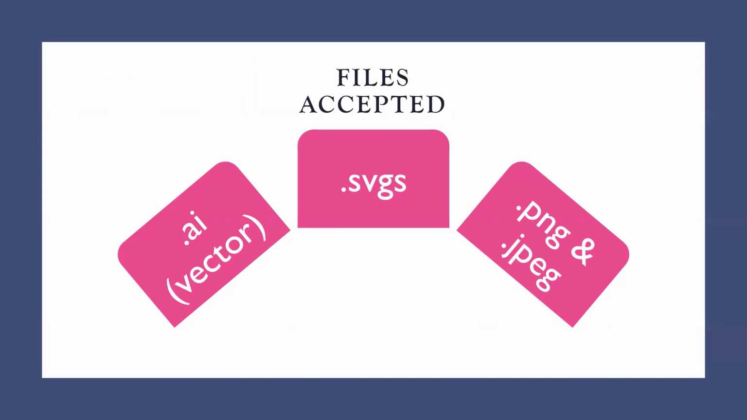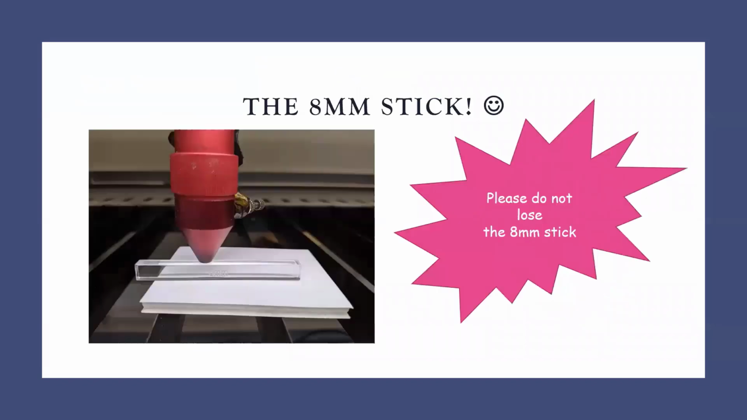All right, so moving on, you must become familiar with the 8mm stick. The 8mm stick is what you'll basically use in the setup process for the laser cutter, and you will eventually learn the setup process in a later video. Pretty much this is how you will adjust the laser cutter to the material that you're planning on laser cutting. So please do not lose the 8mm stick.